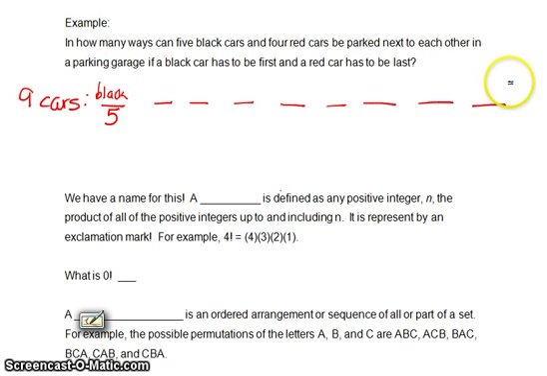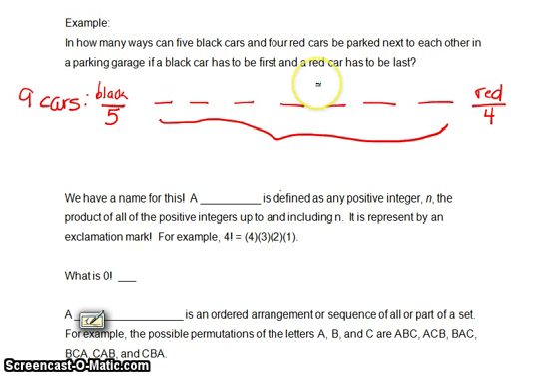Then at the very end, it says that the last one has to be a red car. So this one here has to be red. And that number there's 4 possible choices there. And then what about the middle? What does that matter there? That one, it doesn't say.